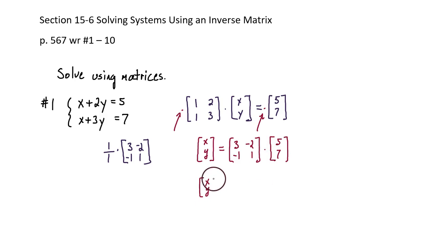So now when we do multiply them, we will get the answer, and it will be in a 2 by 1 column matrix. So 3 times 5 is 15 plus negative 14 makes 1. Negative 1 times 5 is negative 5 plus 7, which makes 2. So our answer is the ordered pair 1, 2.